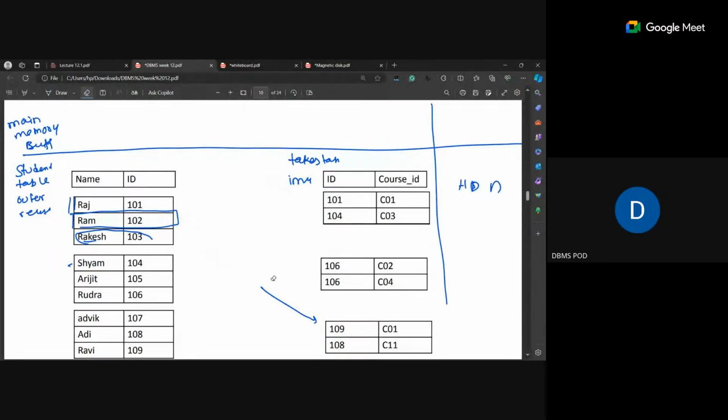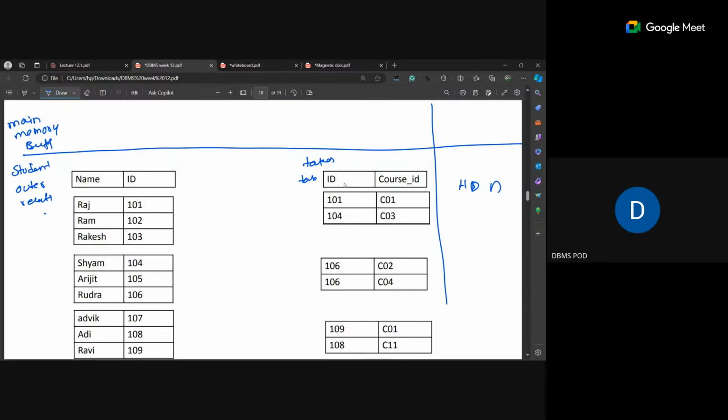How many seeks are required? We'll see, right? So let's write it in a clear way. That will be good. This is the student table. This is the outer relation. And this is the takes table. And we are considering worst case memory availability.